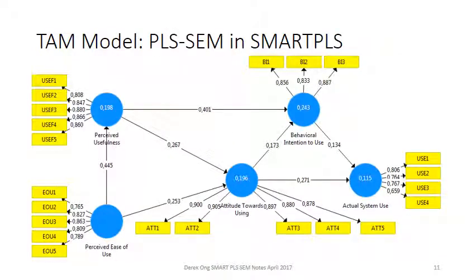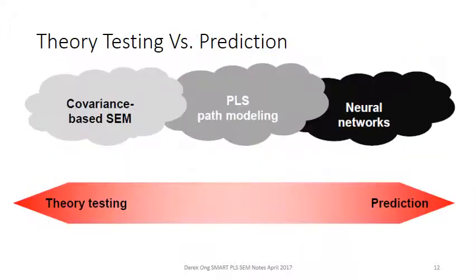So with the same TAM model, this is how it is modeled in PLS. You notice that these are your latent constructs, and these are your measurement items. And you notice that there are no error variances modeled because they are explicitly modeled within it.